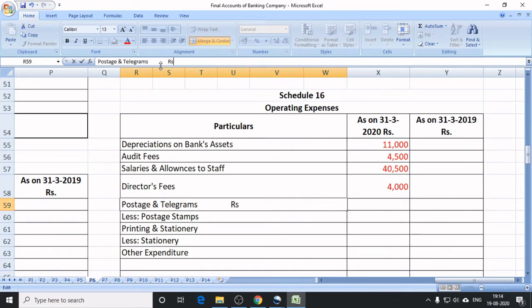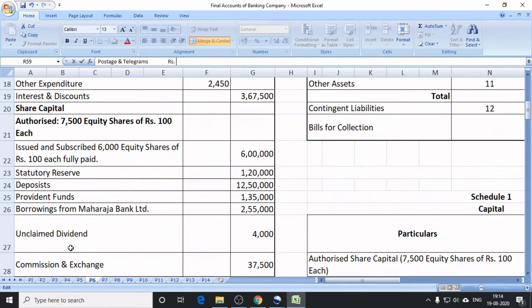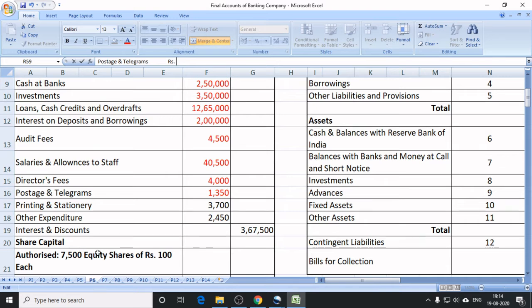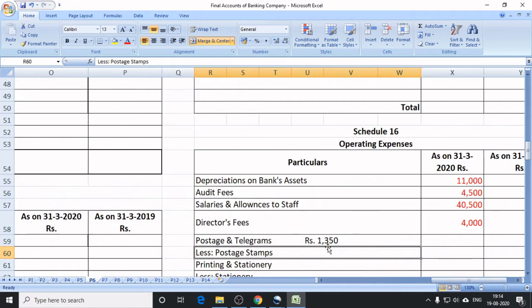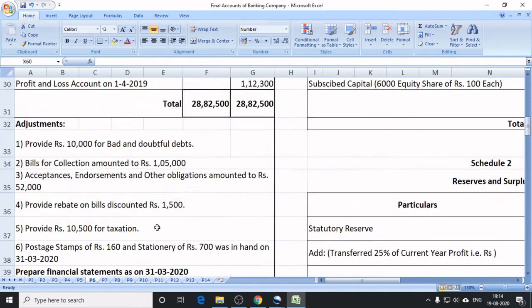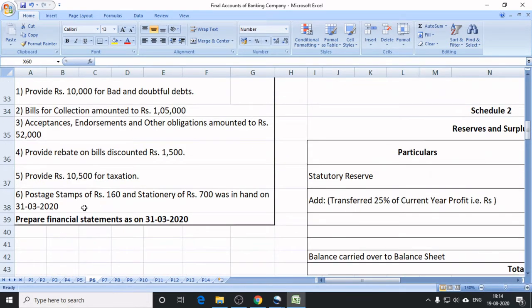What is the figure? The figure is 1,350. So 1,350 here. I have shown it in the inner column. I'll tell you why. Because see, it has an adjustment. What is the adjustment? That the closing balance of postage stamps is 160 rupees as of 31st March 2020.